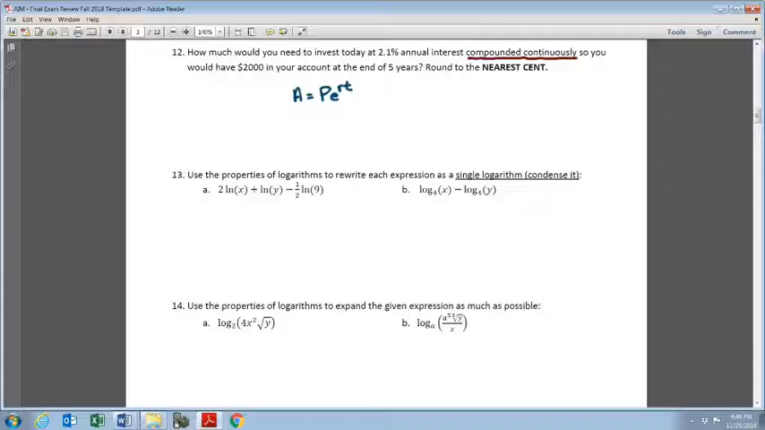So it says how much would you need to invest? So we're looking for P here. At 2.1% interest, we're going to write that as 0.021. Notice A is 2,000 because that's how much is going to be in the account at the end after 5 years. That would be our, oops, I said R equals 5. Let me fix that. Should say T equals 5.